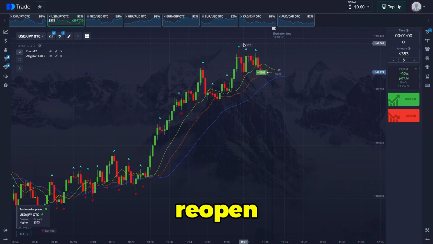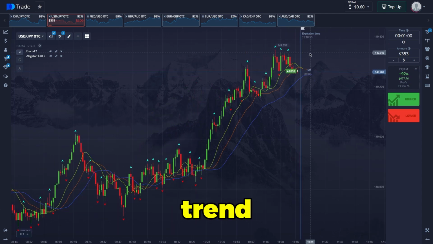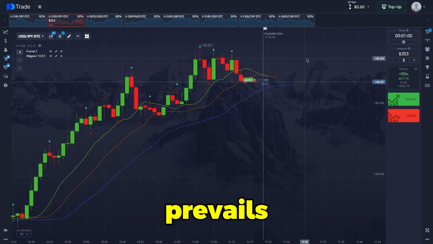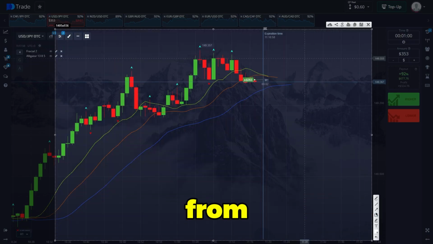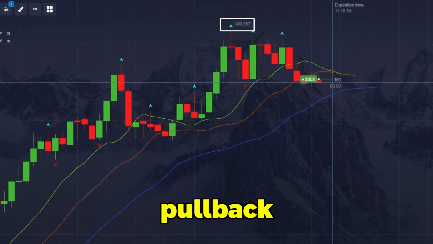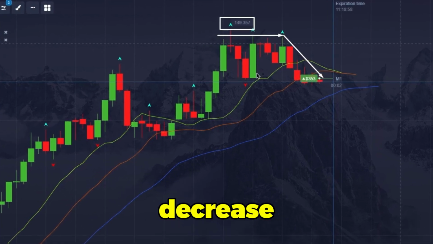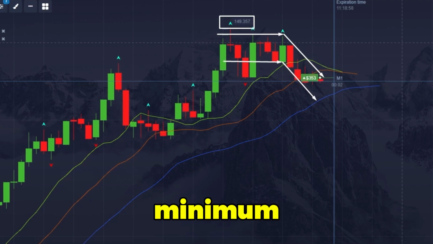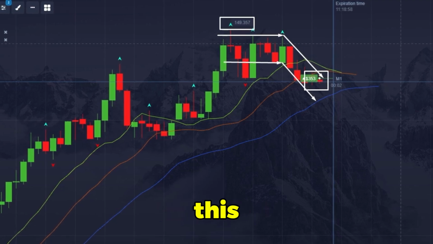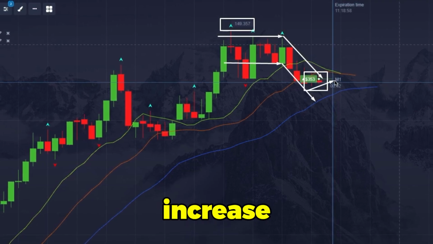And here we will reopen to an increase in the direction of the trend. The upward dynamics prevails here. We also had a price correction from the local maximum. There was a pullback of the dynamics to a decrease. We also have a new local minimum forming here. And I think this is a good opening point for an increase.